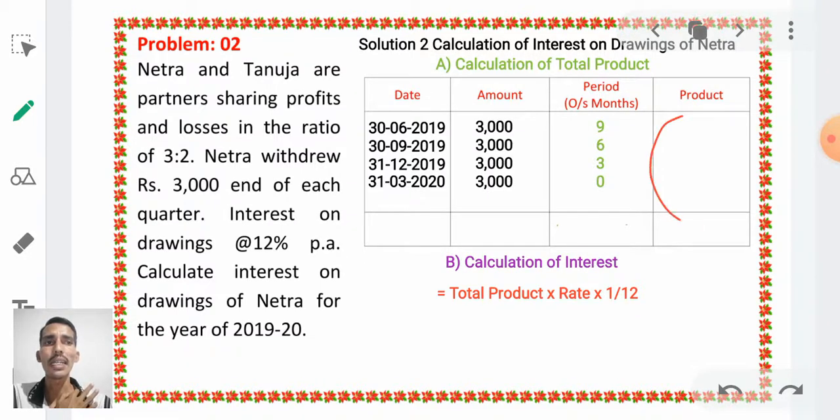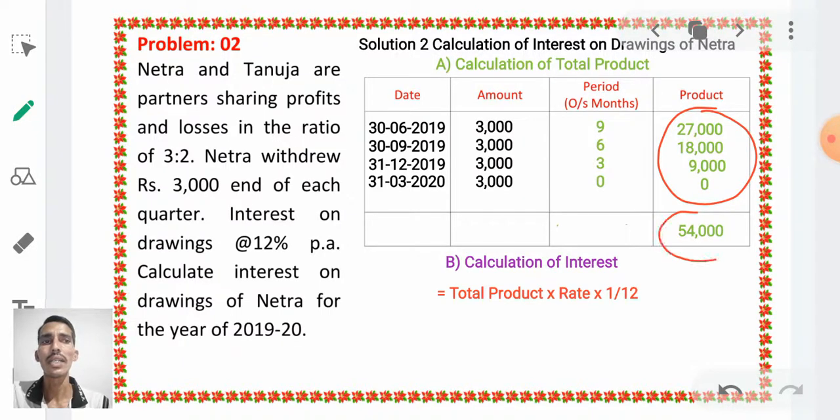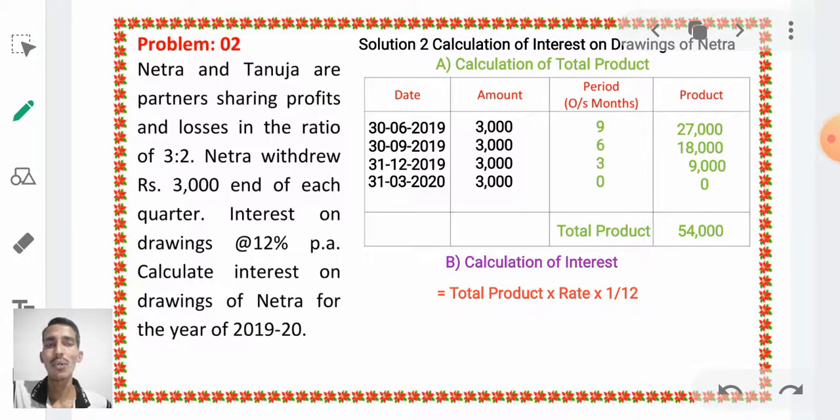Now we have to calculate product. How do we calculate the product? By multiplying amount into outstanding months. Just see here, 3000 into 9, 27,000, right, and 3000 into 6, that is 18,000. 3000 into 3, 9,000, and next 3000 into 0 is equal to 0. Now we add all these, it is called the total product. How much total product? 54,000.